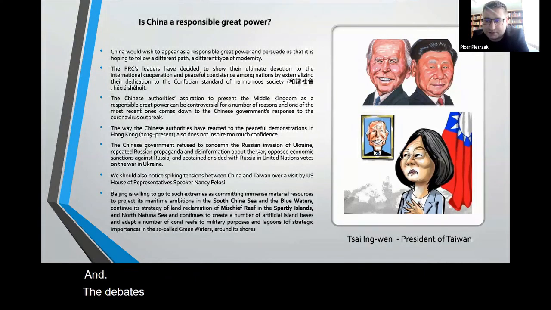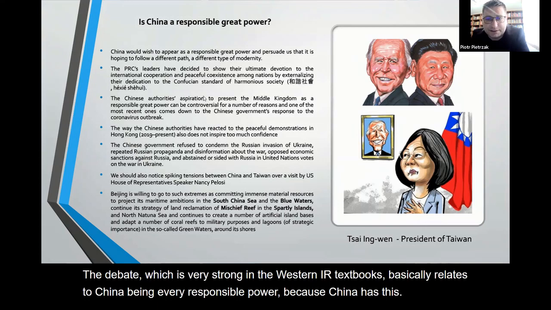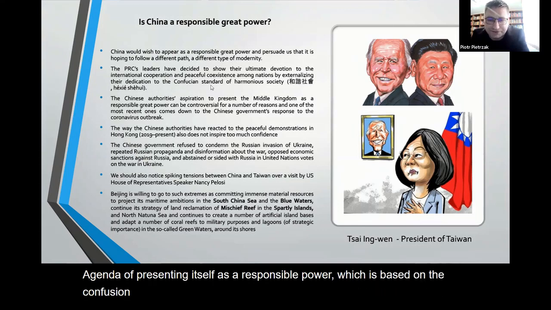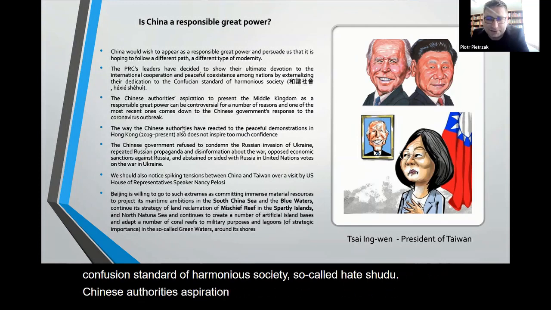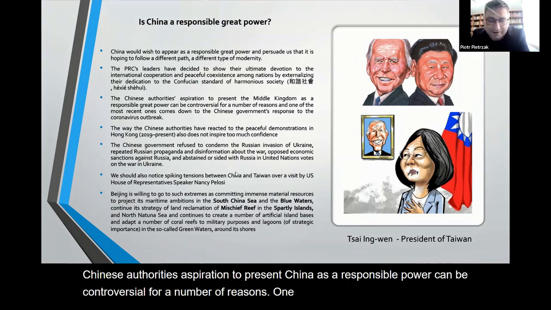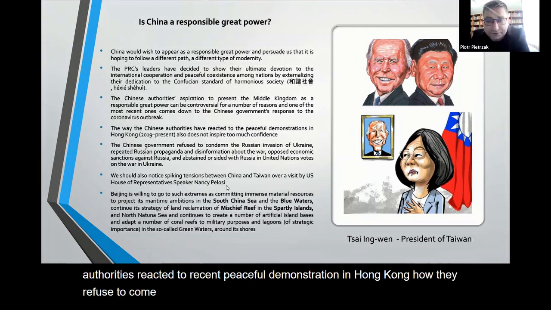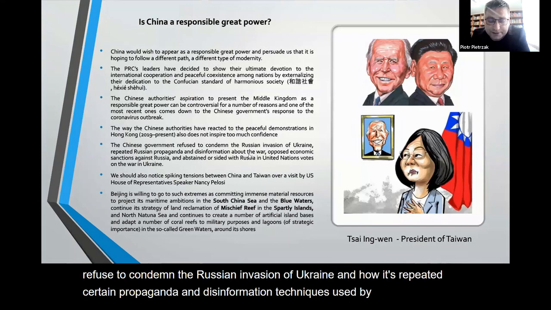The debate, which is very strong in the Western IR textbooks, basically relates to China being a responsible power. Because China has this agenda of presenting itself as a responsible power, which is based on the Confucian standard of harmonious society, so-called Hexie Shehui. The Chinese authorities' aspiration to present China as a responsible power can be controversial for a number of reasons. One of them is the way the Chinese authorities reacted to recent peaceful demonstrations in Hong Kong, how they refused to condemn the Russian invasion of Ukraine, how they repeated certain propaganda and disinformation techniques used by Russia to present this war.